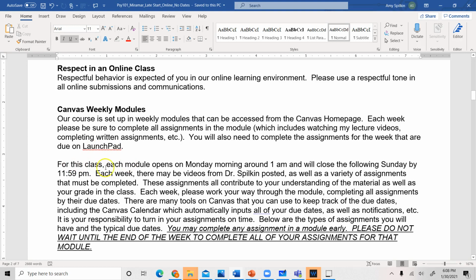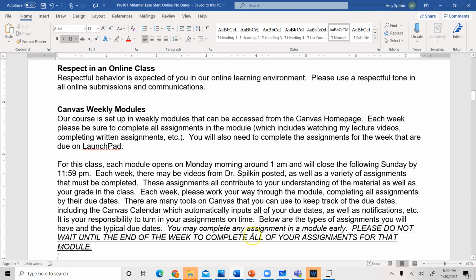I try to make it easy for you, so for this class, every module will open Monday morning around 1 a.m., and close Sunday by 11:59 p.m. So you have the entire week to do all the work in that module. All of your assignments for the week are due Sundays at 11:59 p.m. And like I said, in the modules, there'll always be a lecture video from me explaining the chapter and different assignments. Just try to keep track of the assignments and the due dates using either the Canvas calendar, or maybe you want to stick a reminder in your phone or something to not miss the deadlines.